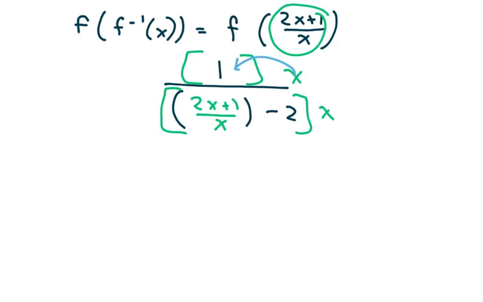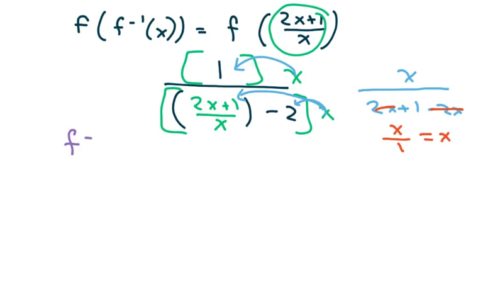And when I do that, you're going to get x over, and what happens here, you have to distribute. So when you distribute here, you're just going to get 2x plus 1. And when you distribute here, you get minus 2x. And when you cancel the 2x's, you get x over 1, which equals x. Okay, let's go the other way.